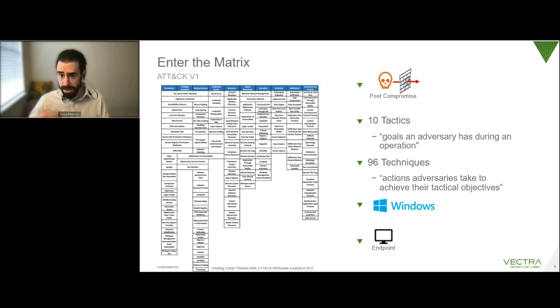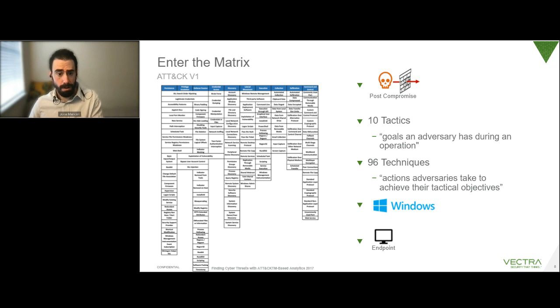And the framework they created was broken down by tactics. This is still how it exists today, where tactics are goals that adversaries have during an operation. These can be things like establish persistence, which is a goal of an attacker. They can be privilege escalation, setting up command and control, or collecting data. All these different things that attackers are trying to do in the name of their operation.